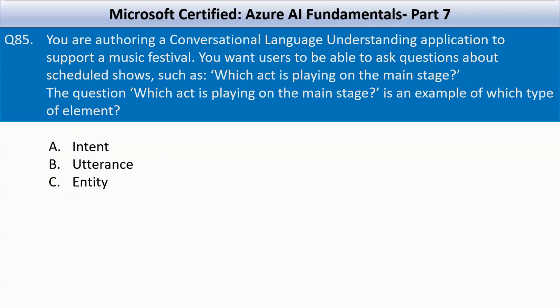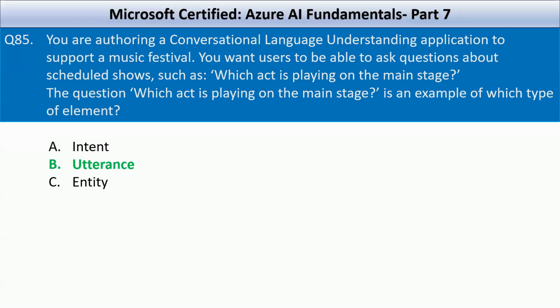Next question. You are authoring a conversational language understanding application to support a music festival. You want users to be able to ask questions about scheduled shows, such as which act is playing on the main stage. The question, which act is playing on the main stage, is an example of which type of element? Your options are intent, utterance, entity. Now, folks, the actual user input, which is a question or command, is the utterance element. Intent is the user's goal, for example, get show schedule. Entity is the specific information in the utterance, for example, main stage.